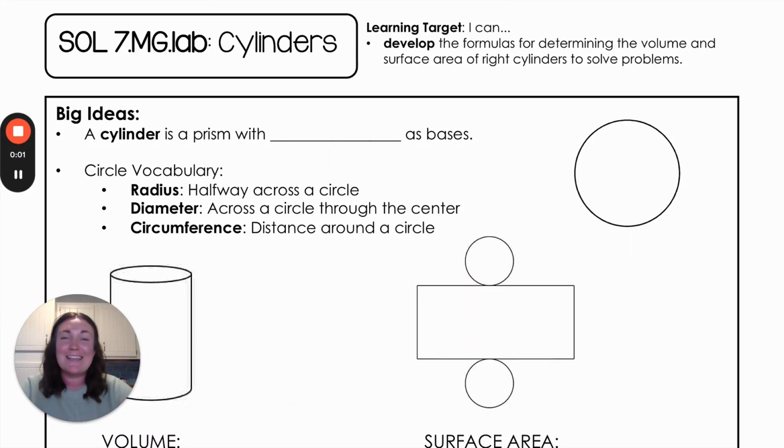Hello everyone! Today we are talking about the volume and surface area of cylinders and where those formulas came from. So, to get us started, we're talking about a cylinder, which is a prism that has two circles as bases.